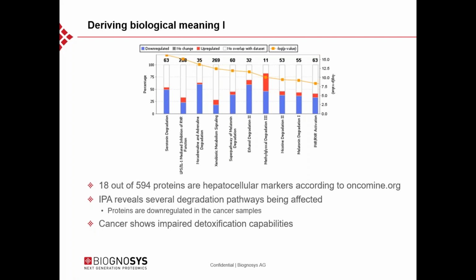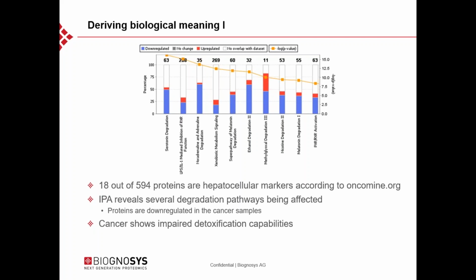And what we could see here is that several degradation pathways are being affected. And in most of these affected degradation pathways, the proteins in these pathways are downregulated in the cancer samples, meaning that the cancer samples actually show impaired detoxification capabilities.